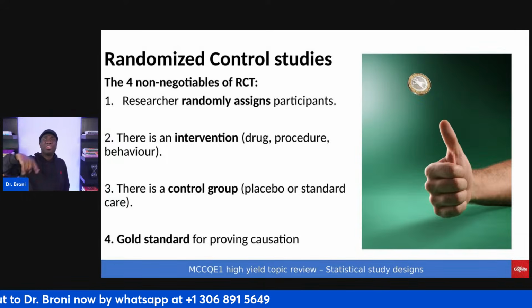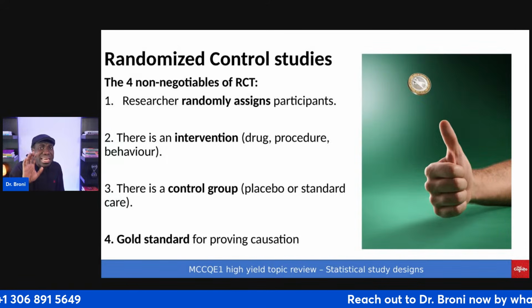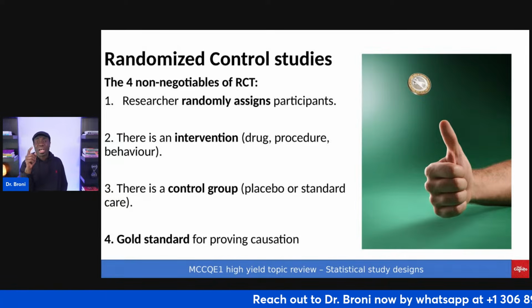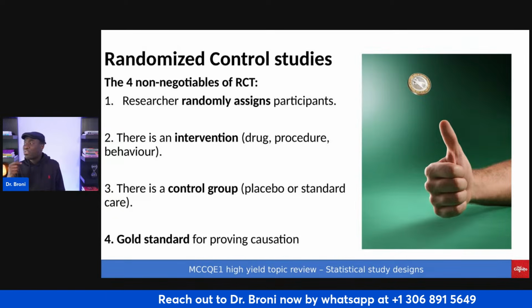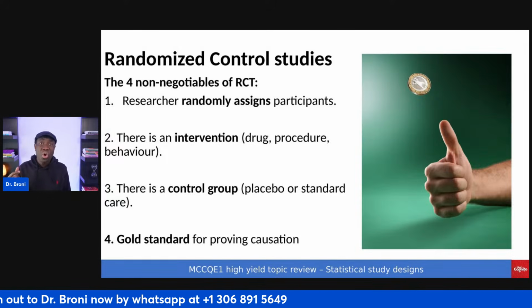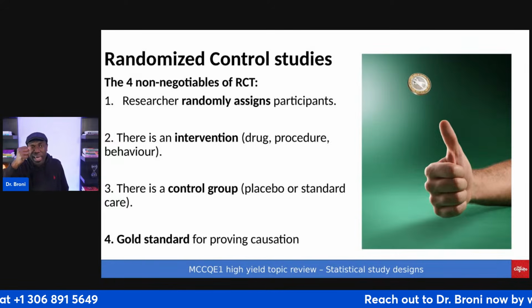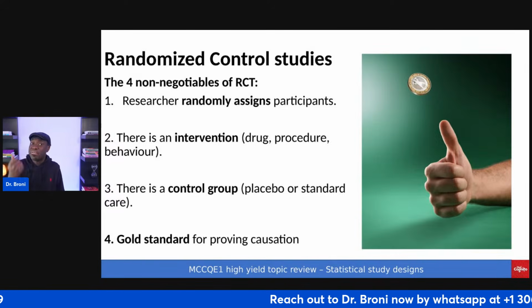The researcher randomly assigns the participants. And there is an intervention. So in a randomized control trial, you're going to put in an intervention, for example, a medication. Maybe a new medication is being introduced. What study design do you think will help? It would be a randomized control trial, okay? It could be a procedure. It could be a behavior change.